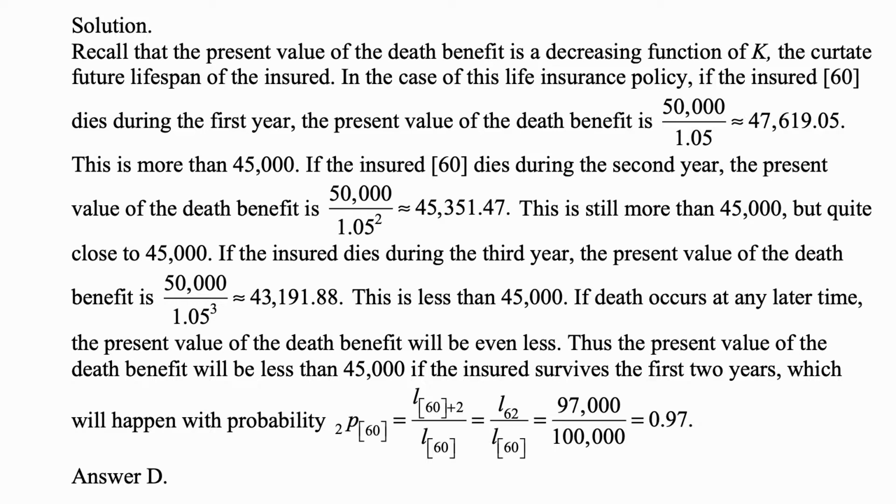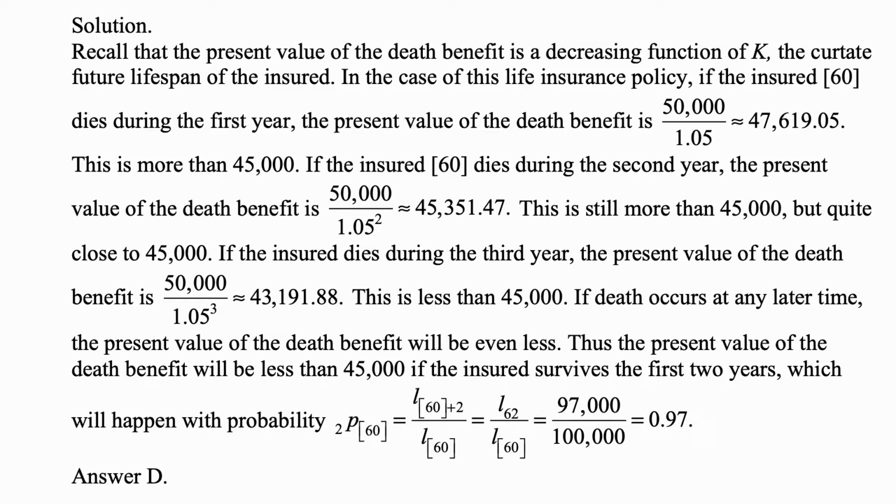And therefore it means that the present value of the death benefit will be less than $45,000 if the person insured, this select life at age 60, will survive the first 2 years, because only during the first 2 years the present value is more than $45,000. And what's the probability of that? Well, it's the probability of a 60-year-old selected at age 60 living 2 years. That's L[60]+2, so the select life surviving 2 more years, divided by L[60].